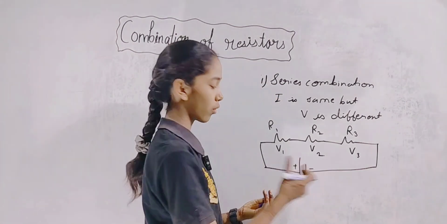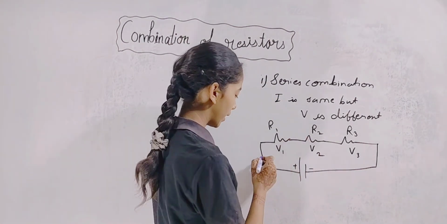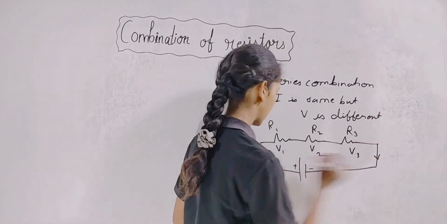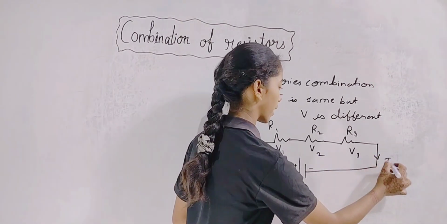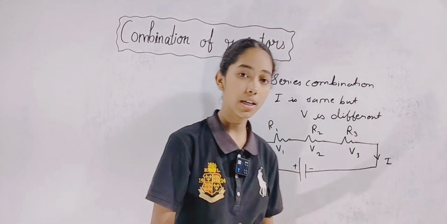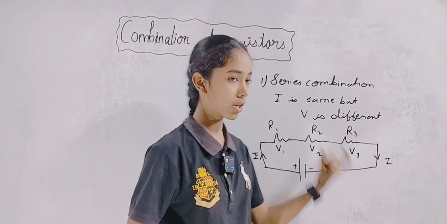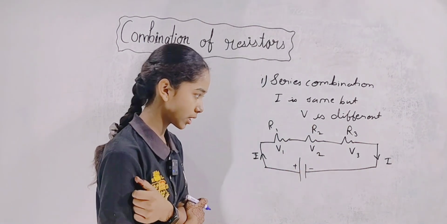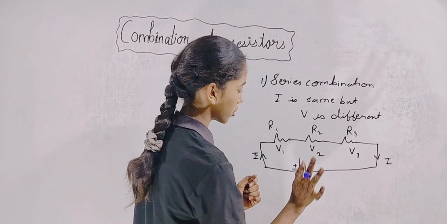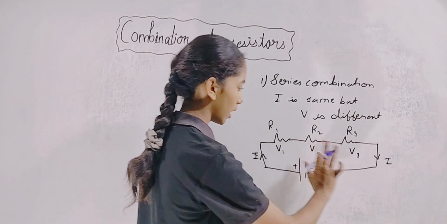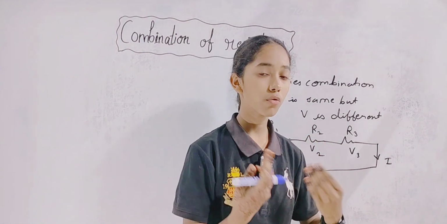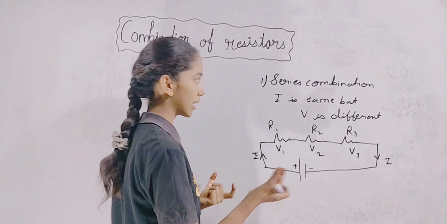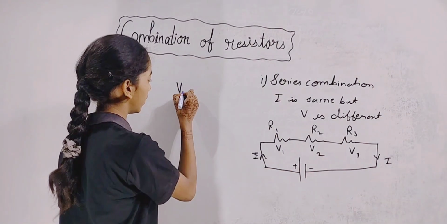The current will flow from the positive terminal to the negative terminal, in this direction. So what do we have to find? We have to find the resistance of this series combination of resistors. We have three resistors here, so we have three different potentials. We need to find a combined potential, that is V net.